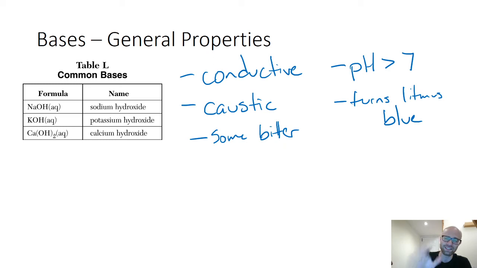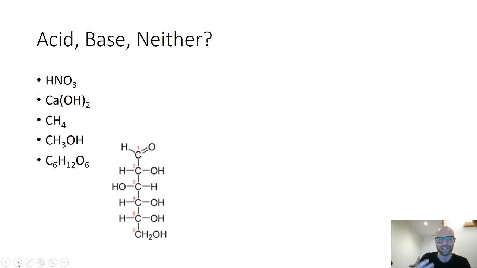Anyway, sidetrack. But those are your general properties of bases. So to apply this, though, what we really need to develop is the skill of looking at a substance and being able to identify it, based on the chemical compound, as maybe an acid or base or neither. So take a couple minutes. I want you to look at these substances, hit the pause button, write them down in your notebook, and try to identify acid, base, or none of the above.